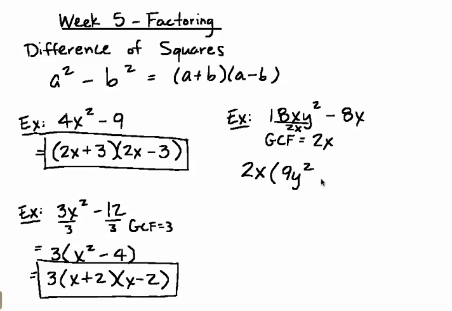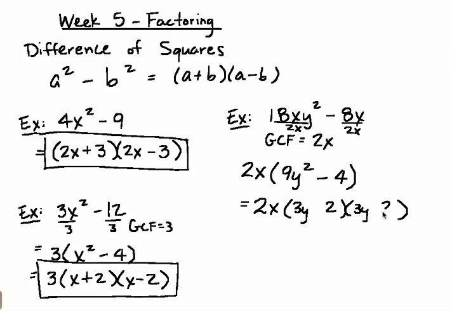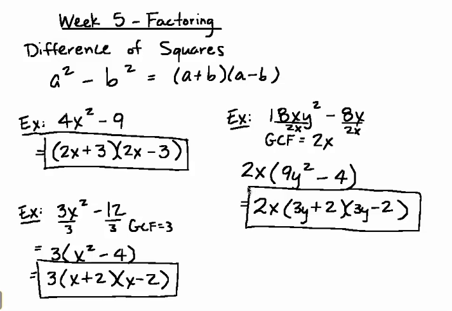9y squared minus 4 left over inside our parentheses. And then we can factor inside the parentheses, since it is a difference of squares. The square root of 9y squared is 3y. And the square root of 4 is 2. And again, opposite signs. So our final answer is 2x times 3y plus 2 times 3y minus 2.